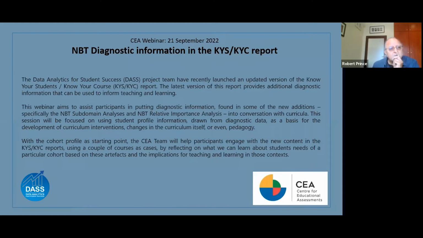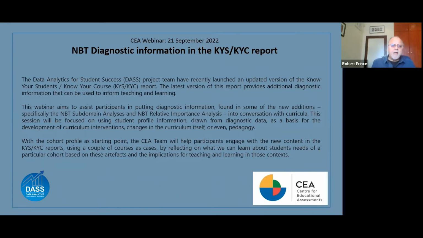So the Data Analytics for Student Success project team have recently launched an updated version of the Know Your Students, Know Your Course report. And this latest version of the report provides additional diagnostic information that can be used to inform teaching and learning. We will, in this webinar, aim to assist you in how to put this diagnostic information, specifically the NBT subdomain analysis and the NBT relative importance analysis, and we'll talk about what those two things are, into conversation with curricula. This session will be focused on using student profile information drawn from the diagnostic data as a basis for the development of curricular interventions and to change the curriculum itself. Or even start making lecturers and course conveners rethink their pedagogy.